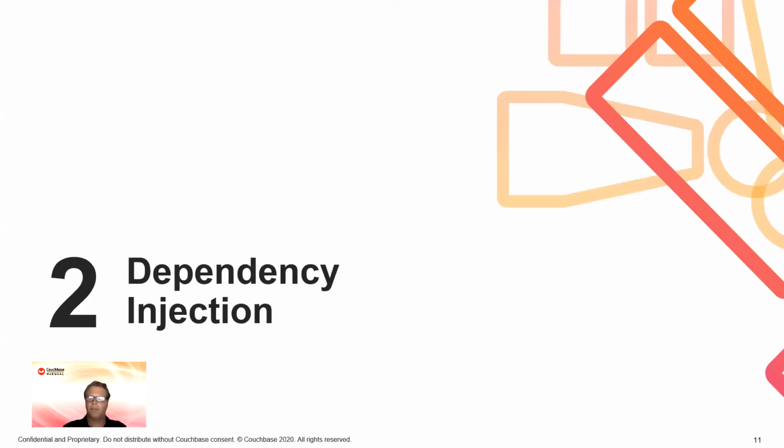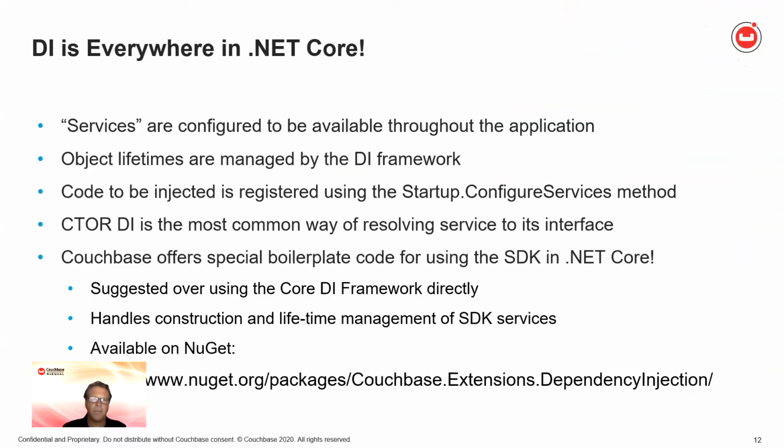Topic 2 is dependency injection. So dependency injection is everywhere in .NET Core. ASP.NET Core is built basically as a means of hosting a dependency injection container. Services are configured to be available throughout the application in setup and Startup.cs. These object lifetimes are then managed by the DI framework.